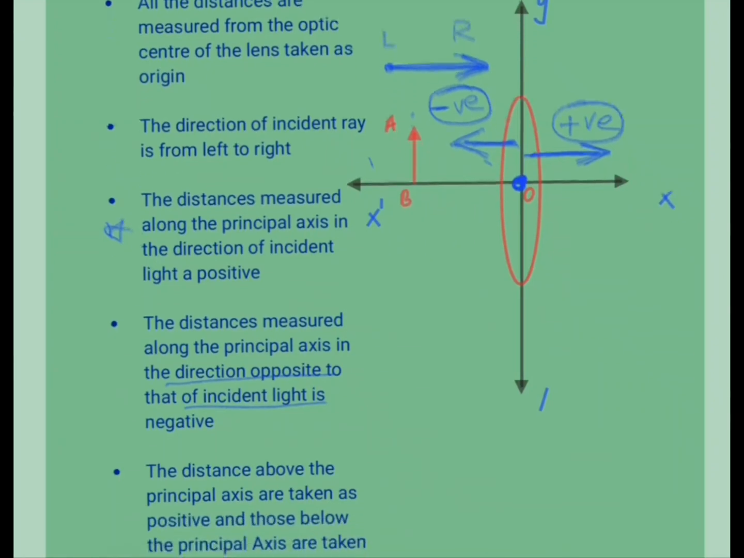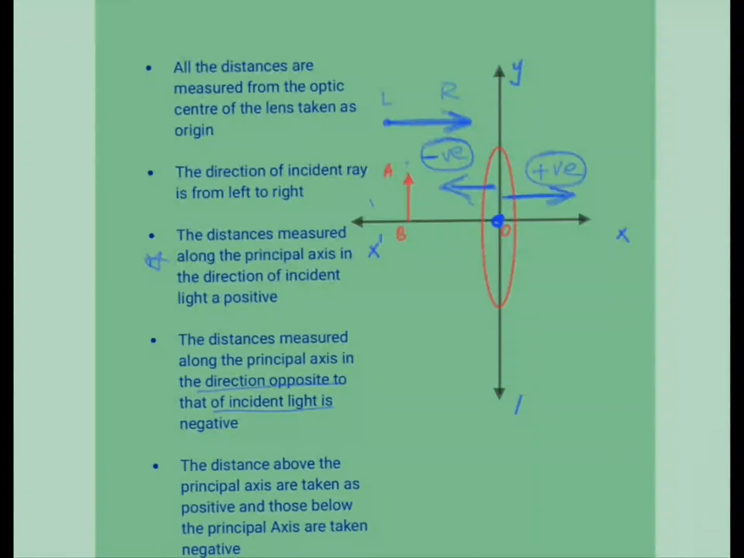So this side is negative, this side is positive. Okay, now moving to the next rule. The distance above the principal axis is taken as positive and those below the principal axis are taken as negative. Okay, so you can see that the principal axis, you know, is now the x-axis. So all the distances above the x-axis, this portion above the x-axis, will be taken as positive, and all the measurements which we take in the downward direction are taken as negative.